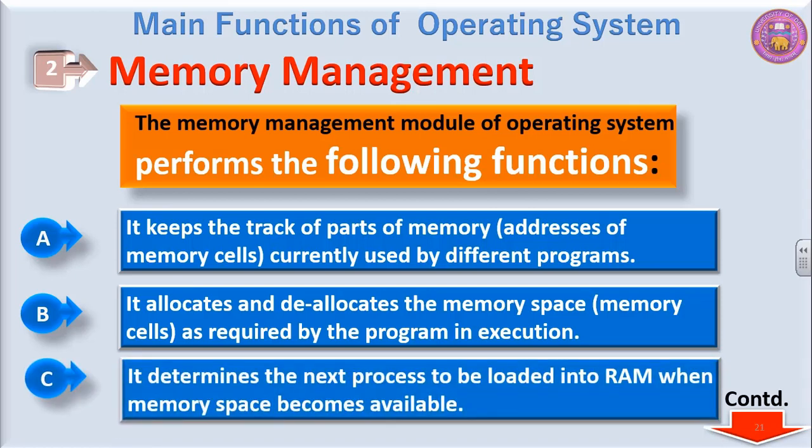Now, it determines the next process to be loaded into RAM when memory space becomes available. If memory is large enough, then this is not the problem. The operating system can load number of programs at the same time. But if the RAM size is small, then this becomes a problem.